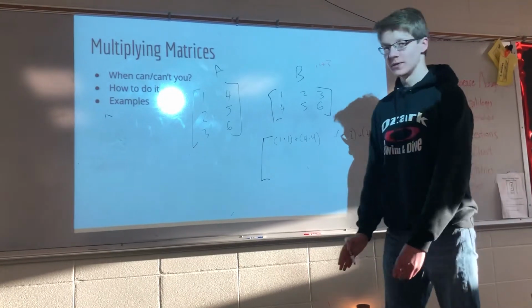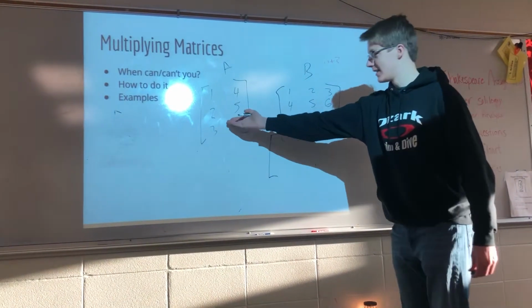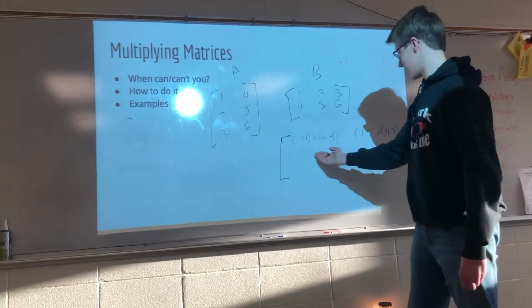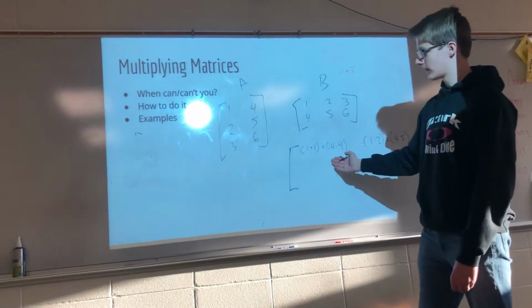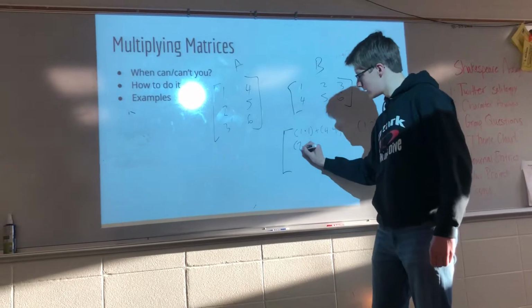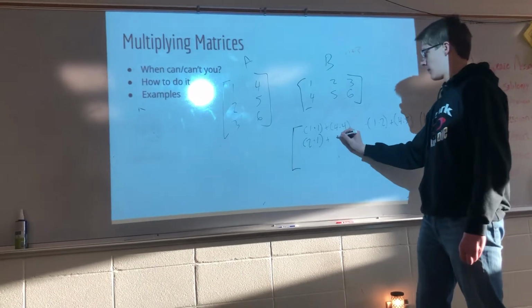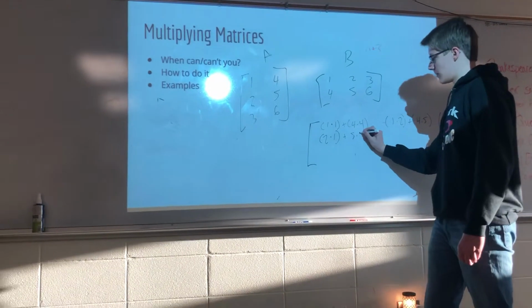And then we just move to the next ones, like here, and it's the second row, so it's the second row, and the first column, so the first column. So it's 2 times 1 plus 5 times 4.